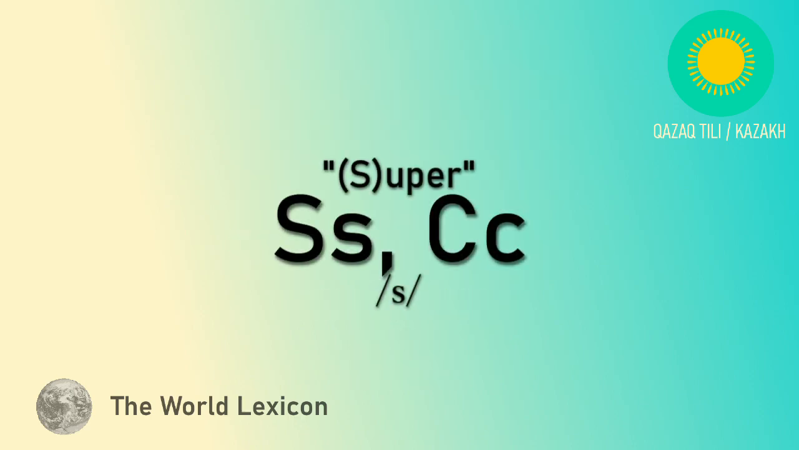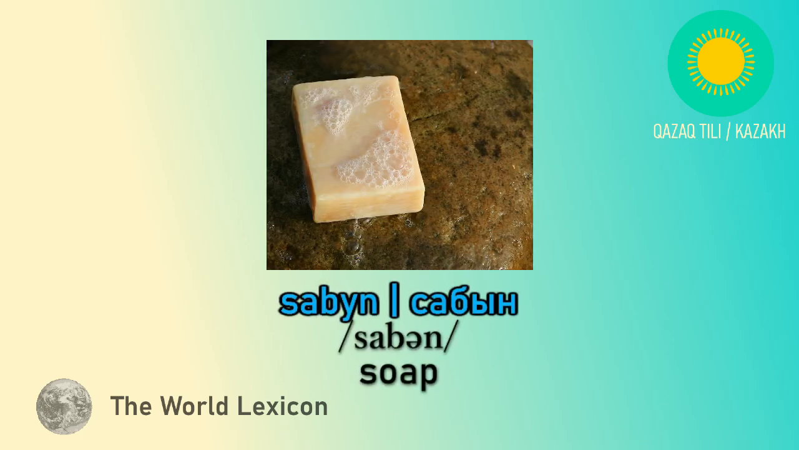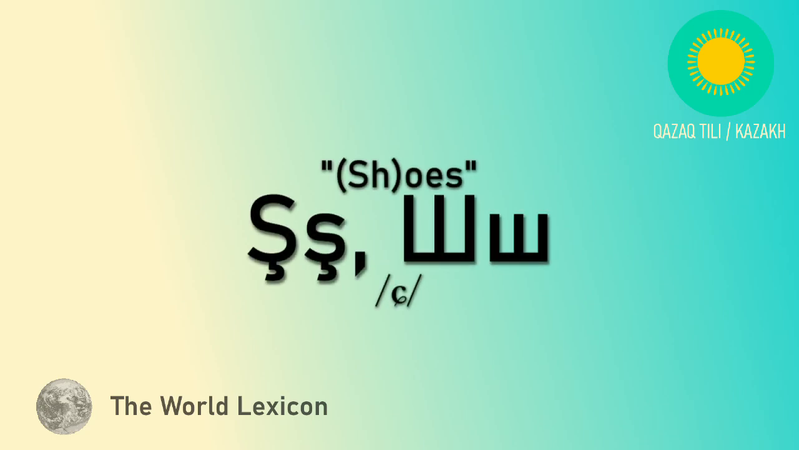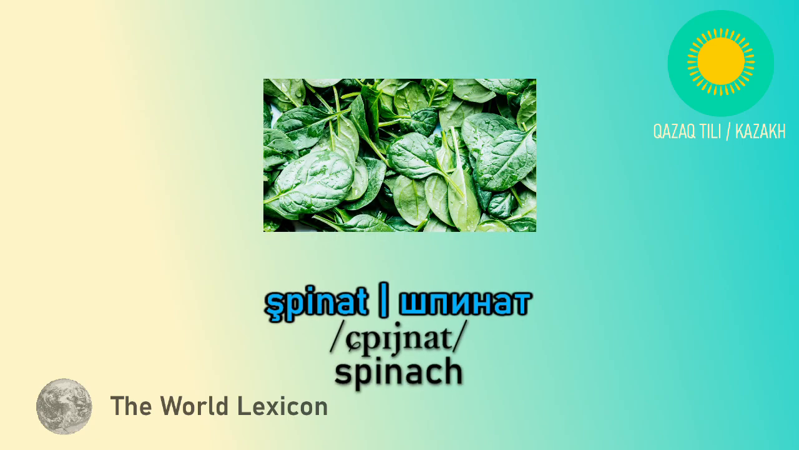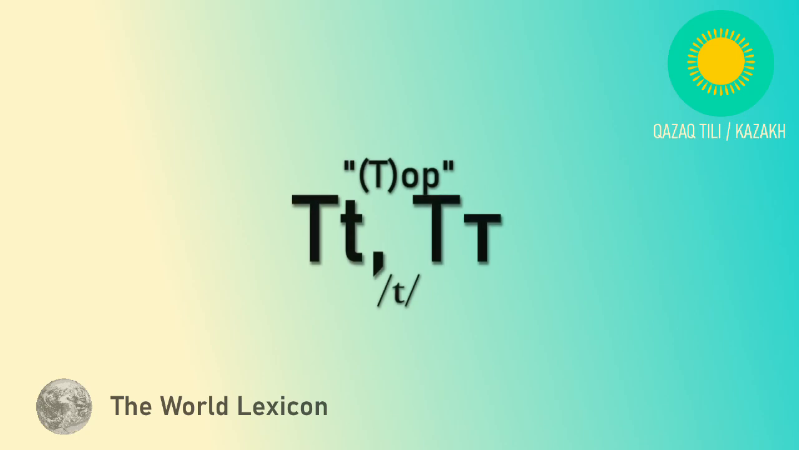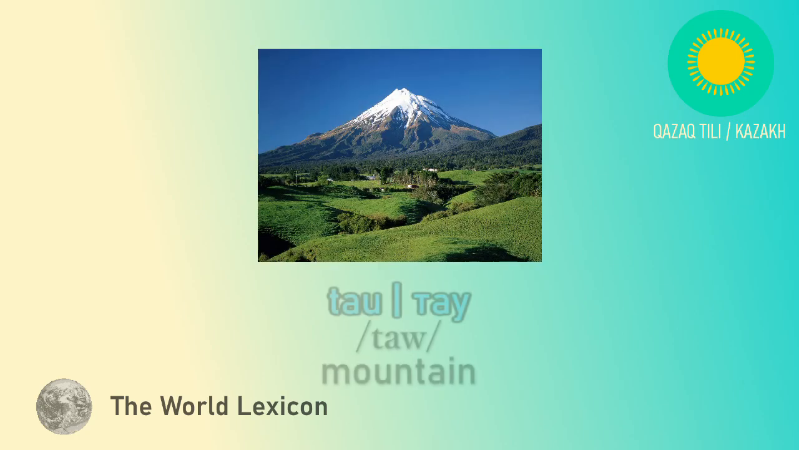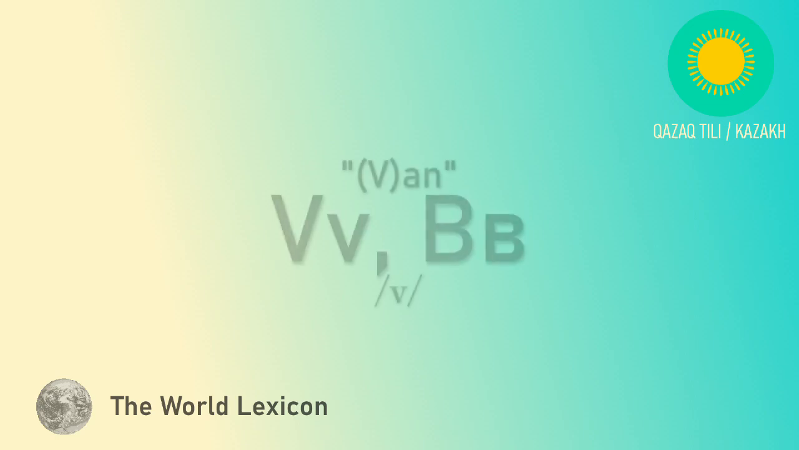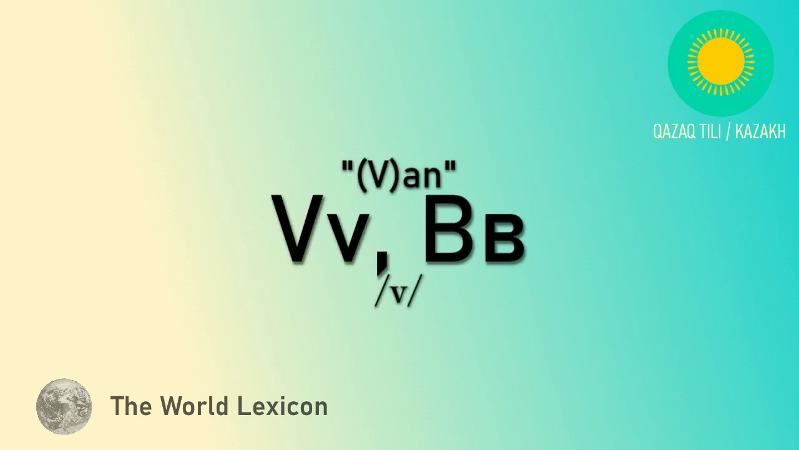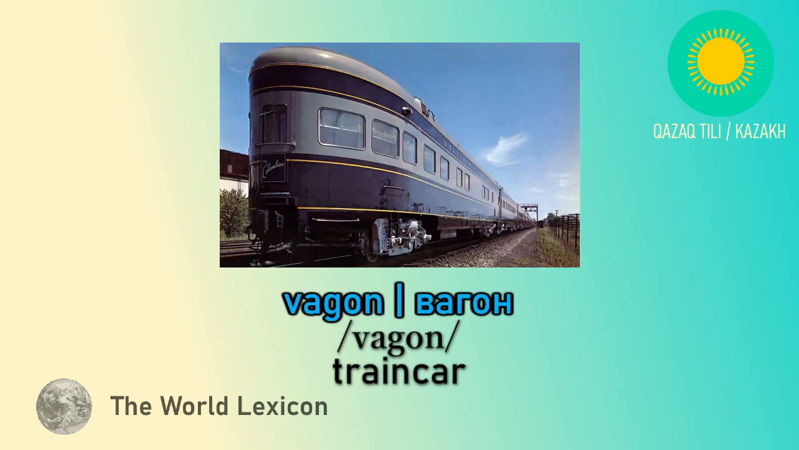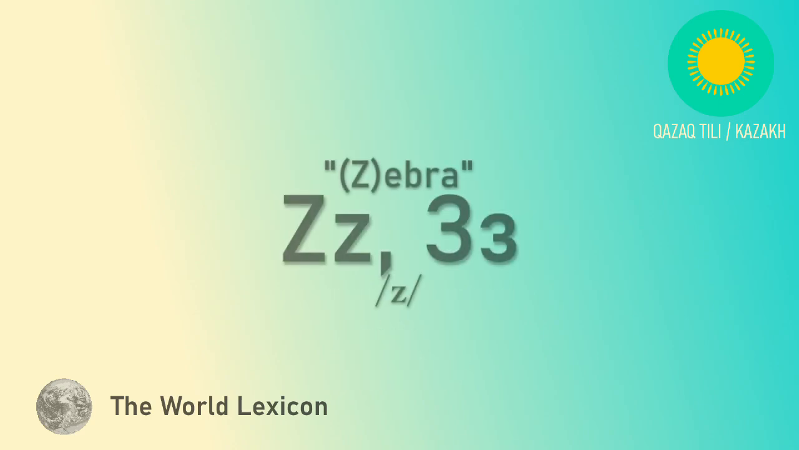This is S. Sabun. This is sha. And it's a bit like the digraph sh in English. Spinot. This is te. To. This is ve. Wagon. And finally, this is ze. Zetun.